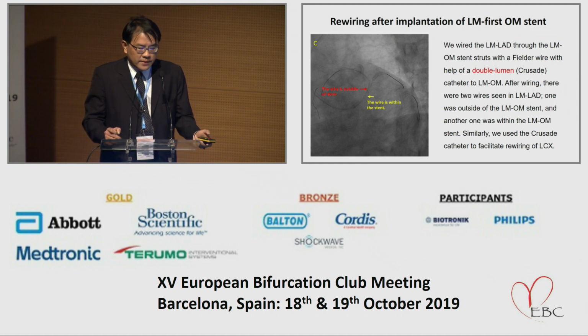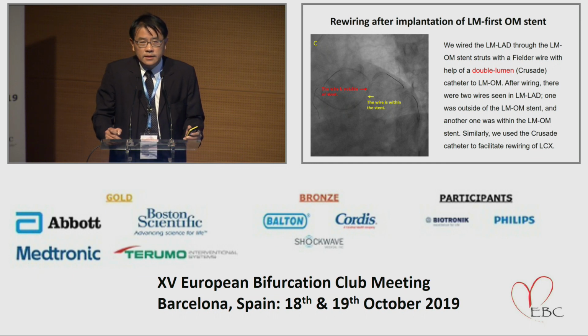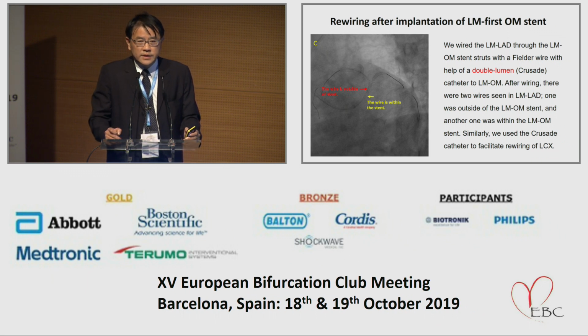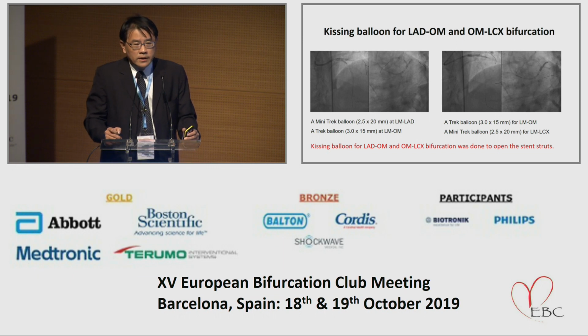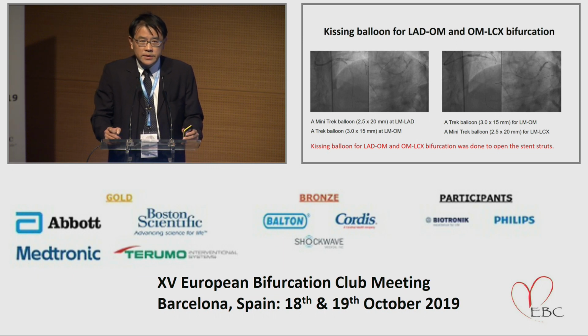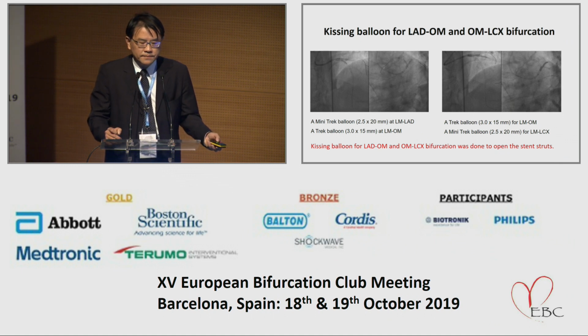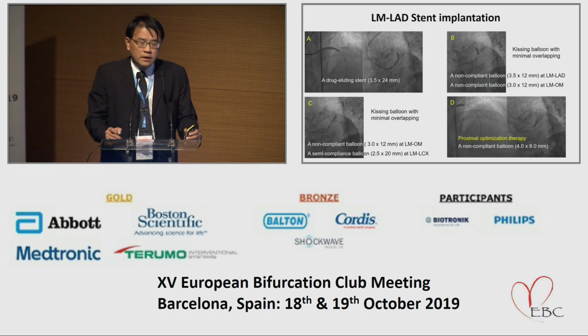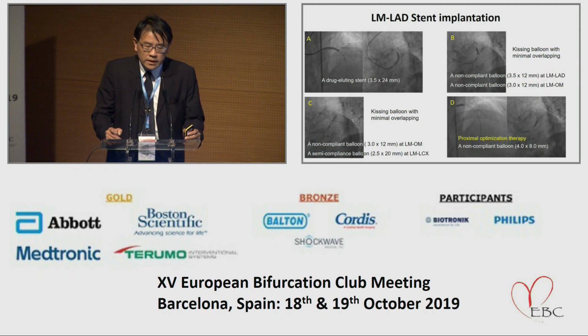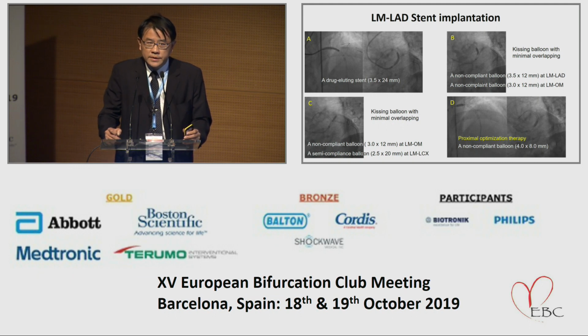As you may appreciate, when we rewire the LAD, there are 2 wires seen from left anterior oblique to the LAD. The yellow one is the second one, which is inside the stent, and the red one is the initial one, which is outside of the stent. After successful wiring, we perform a gentle kissing balloon technique for these 2 bifurcation lesions just to open the stent strut. And then we implant the second stent from the main to the LAD, and then we rewire the side branch using the same technique.